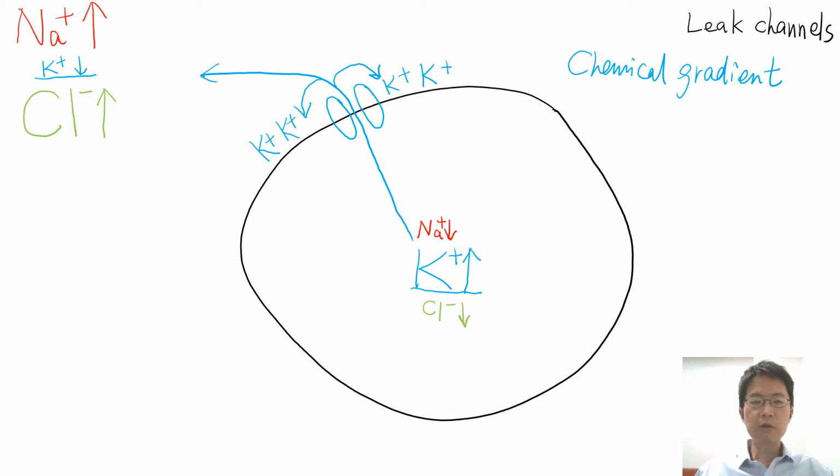So the chemical gradient will let the potassium go from inside the cell to outside the cell, okay? Now, when there are lots of potassium ions deposited on the outside of the membrane, and potassium ions are positively charged, what will happen next? Positive charge will attract negative charge, because opposite charges attract, okay?